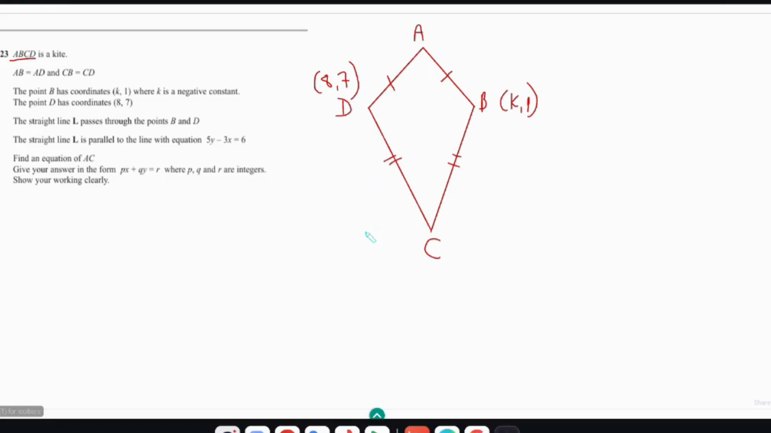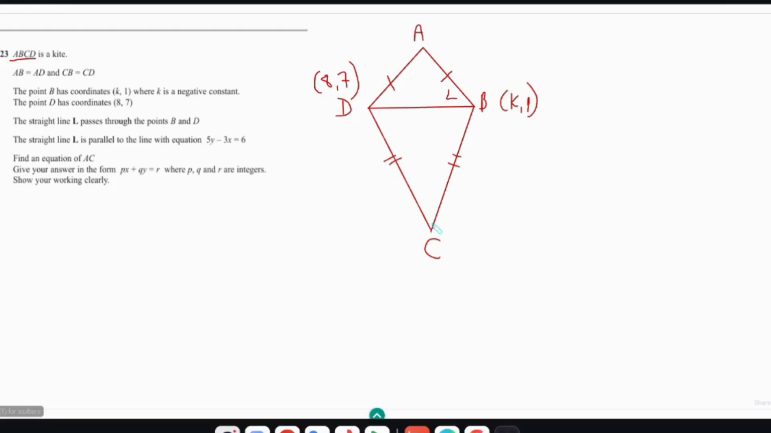The straight line L passes through B and D. The straight line L is parallel to the line with equation 5y minus 3x is equal to 6. Find an equation for AC.